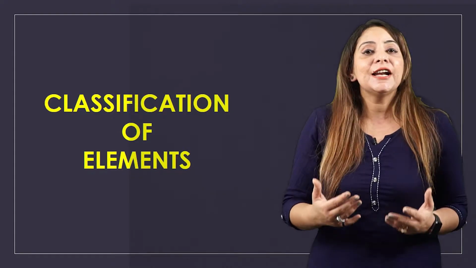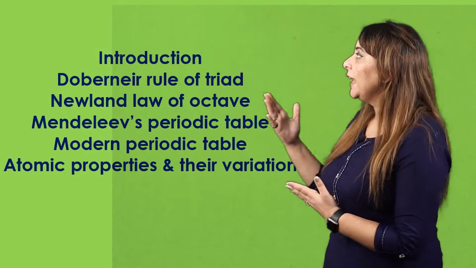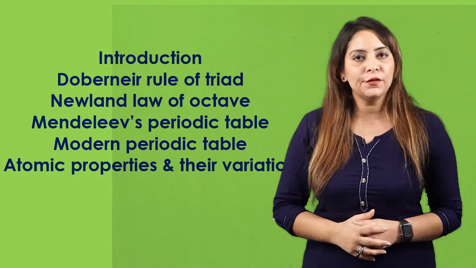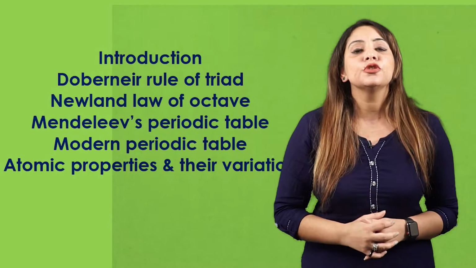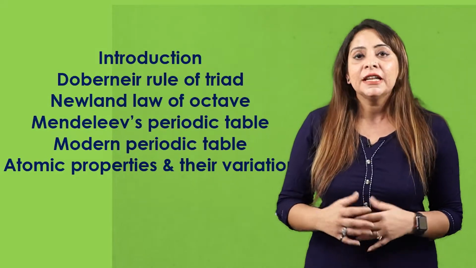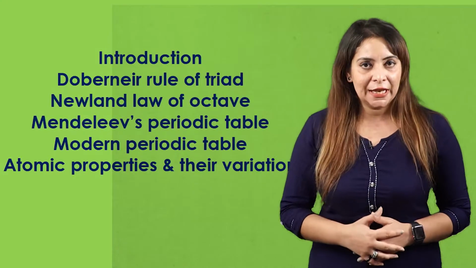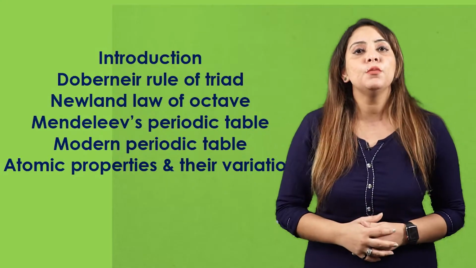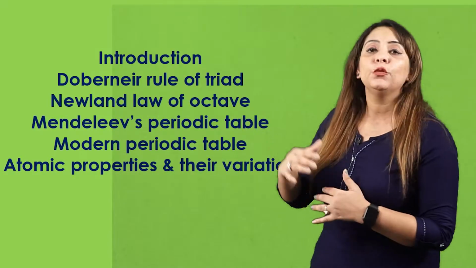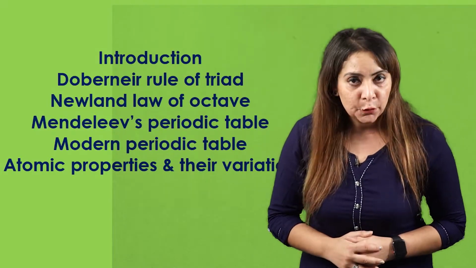So let's see which topics we are going to cover in this chapter. We'll start with the introduction, then we'll learn about the Dobereiner law of triad, then the Newland law of octave, then we'll move on to Mendeleev's classification. Then we'll study the modern periodic table, and then the atomic properties and their variations in different groups and periods. So let's start with the introduction first.